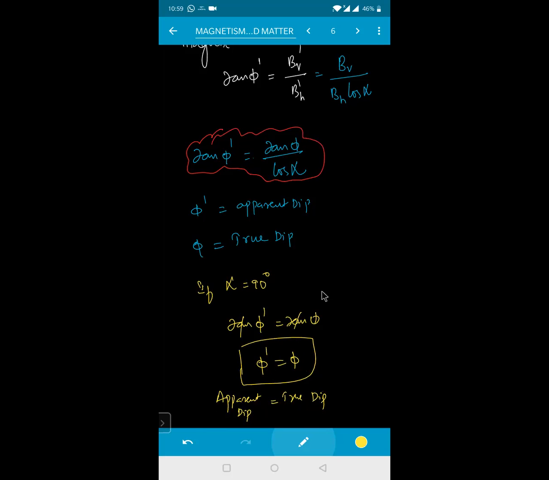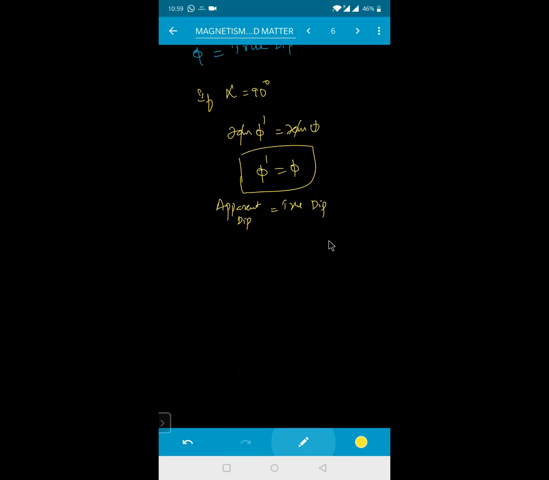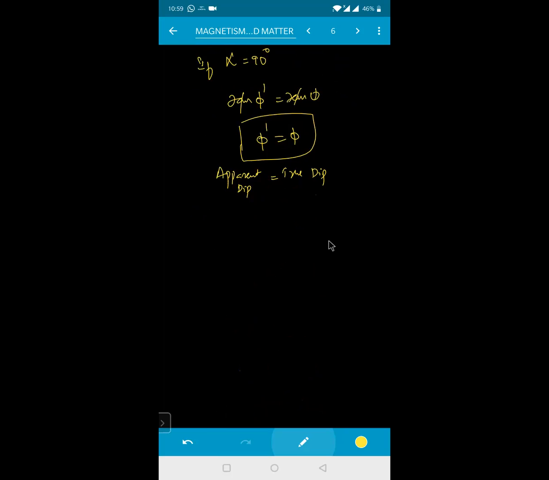You may ask at what angle it will be: alpha must be equal to 90 degrees, perpendicular. That means if the plane perpendicular to the magnetic needle becomes vertical, then we'll get that relation. Is that clear? So when alpha is 90 degrees, phi dash will be equal to phi. So for a plane perpendicular to the magnetic meridian, phi dash will be equal to phi.